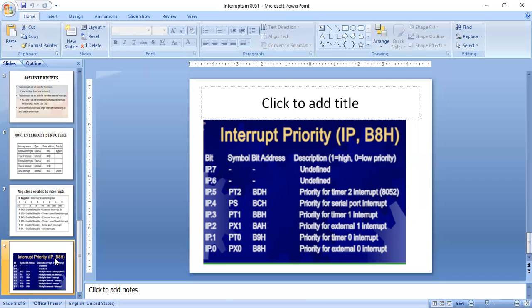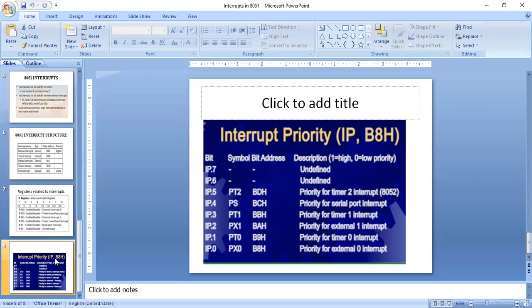IP.0 is the priority for external interrupt 0. IP.1 is the priority for timer 0. IP.2 is the priority for external interrupt 1. IP.3 is for the timer 1 interrupt. IP.4 is the priority for the serial interrupt. Then IP.5 is the priority for the timer 2 interrupt. We are not using the timer 2 interrupt in 8051. It is in the higher version, the 8052, where we use the timer 2 interrupt. And bits 6 and 7 we are not using; they are undefined.